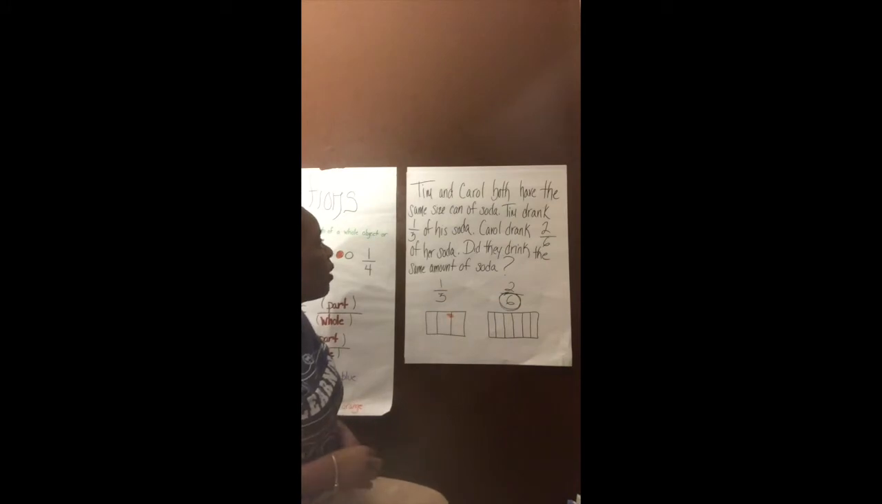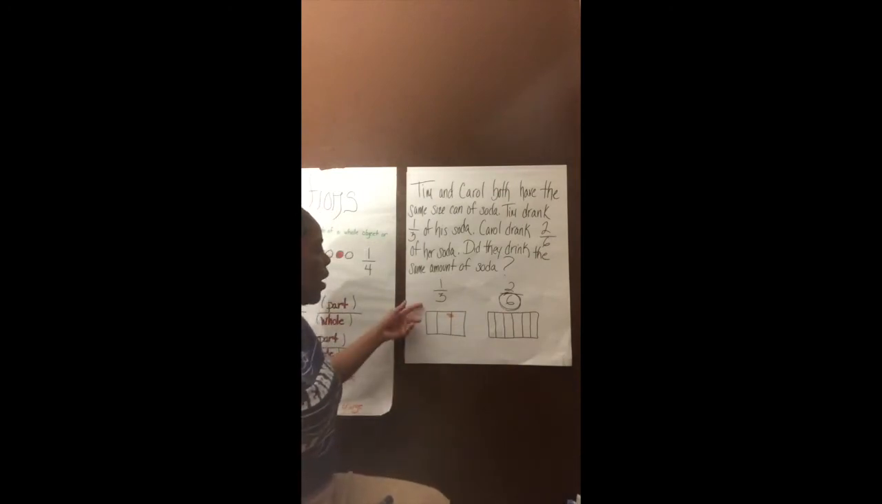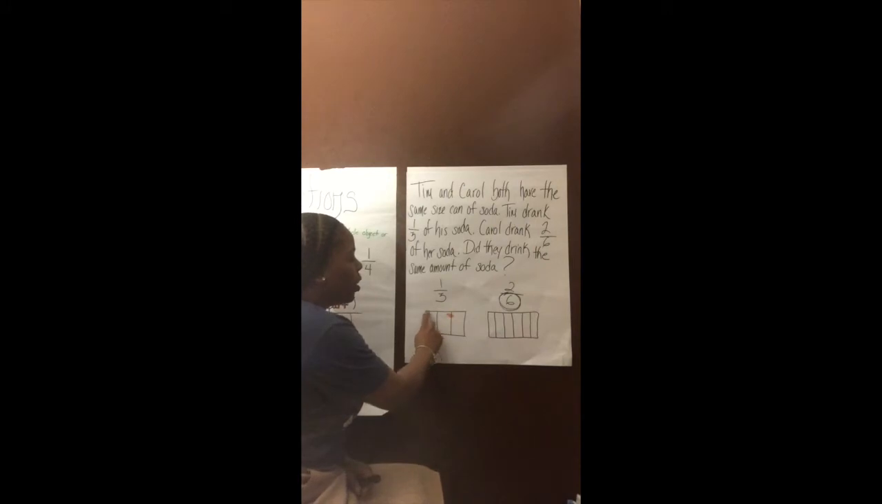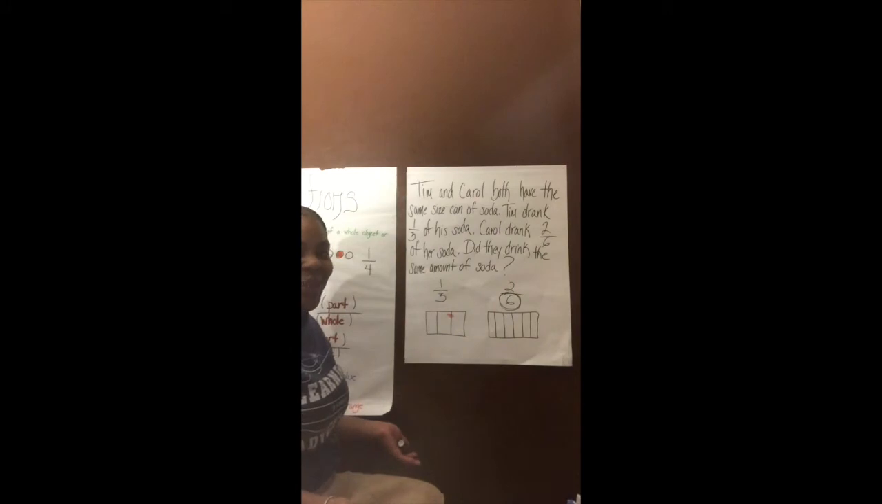Still a quick review from one of our problems we had last week. It says, Tim and Carol both have the same size can of soda. Tim drank 1/3 of his soda. Carol drank 2/6 of her soda. Did they drink the same amount of soda? So we know that Tim drank 1/3 of his soda and Carol drank 2/6 of her soda. As you can see right here, I have the fraction 1/3 and I also have the fraction 2/6. Underneath the fraction, I have the fraction model showing you 1/3 and 2/6. Well, not exactly showing you yet because I haven't shaded anything yet.